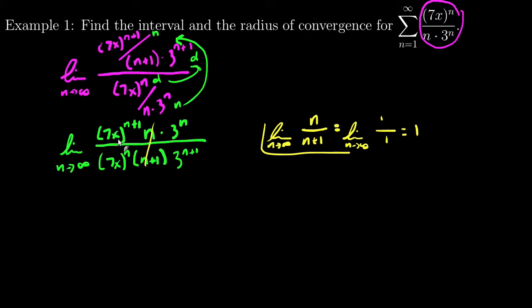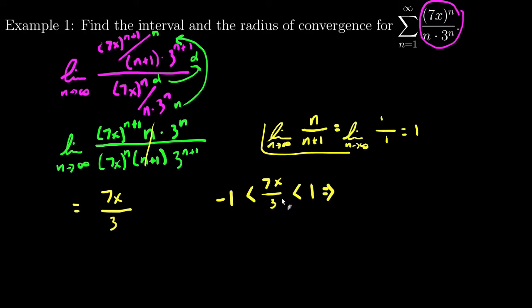I have one more 7x in the numerator than I have in the denominator, so I will have a 7x left over in the numerator. I have one more 3 in the denominator than I have in the numerator, so I'll have a 3 in the denominator. And in order for this to converge, I'll say, okay, -1 is less than 7x over 3 is less than 1.